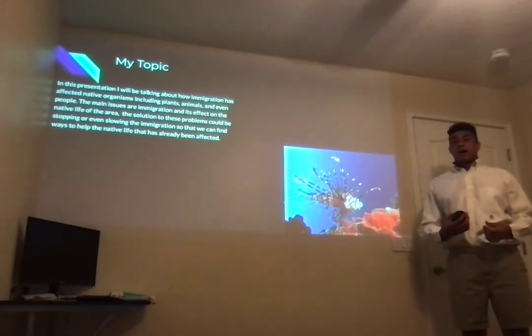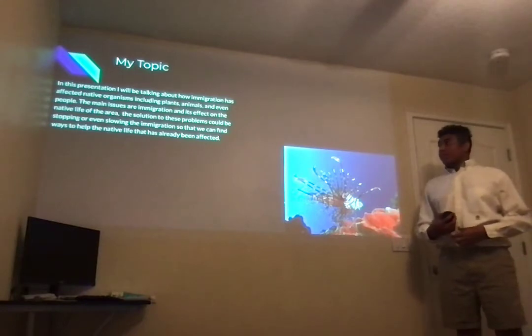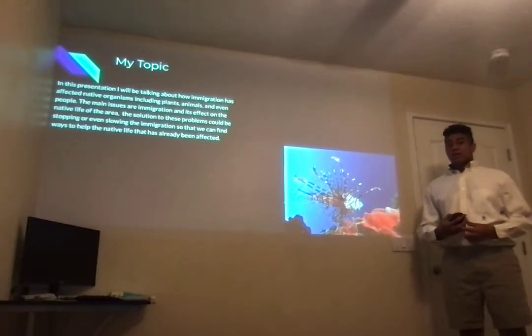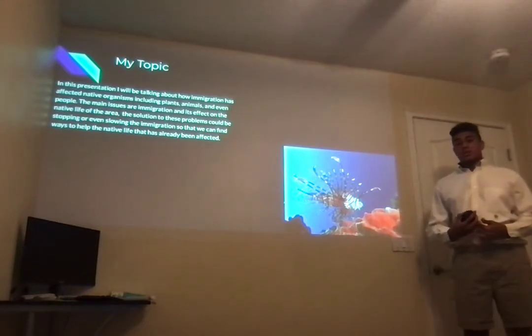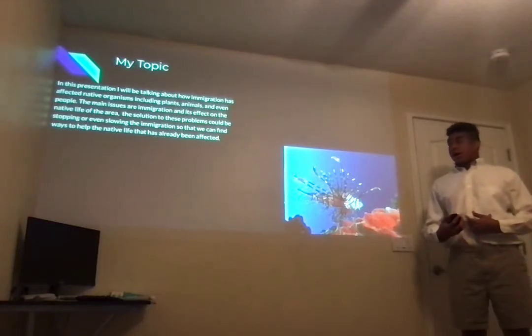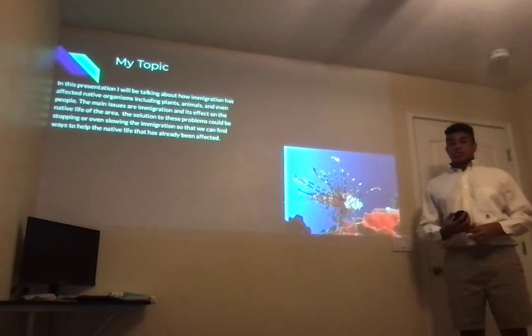As you can see, this is a picture of the lionfish, which is an incredibly invasive and dangerous species, which has messed up a lot of different ecosystems around the world. And it really has harmed a lot of different fish that people have used to survive for food and agriculture and all of that.